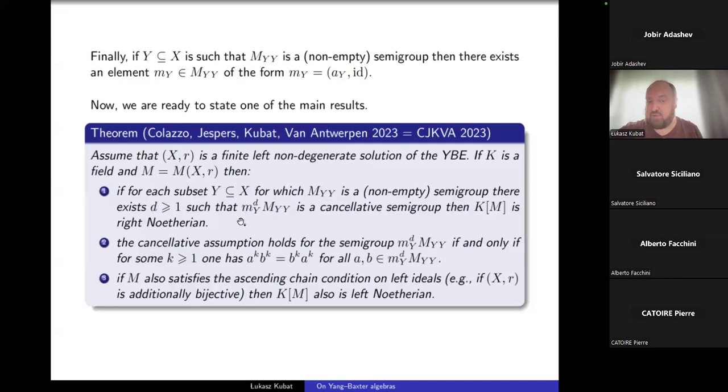Moreover, the cancellativity of this semigroup, this semigroup multiplied by the d-th power of this special element, holds in case there exists some k such that k-th powers of elements in this semigroup commute. And if additionally M satisfies the ascending chain condition on left ideals, then our algebra is also left Noetherian. So we have a characterization of right Noetherianity, but not a characterization of left Noetherianity, in terms of the behavior of a certain finite family of semigroups of the structure monoid.